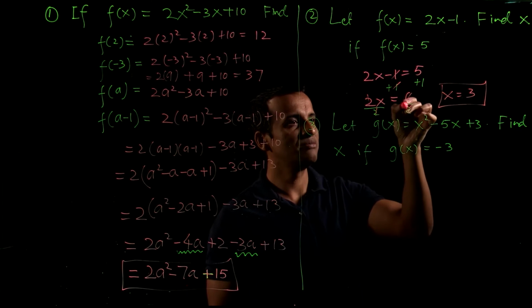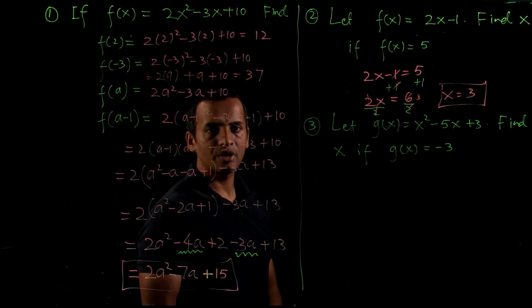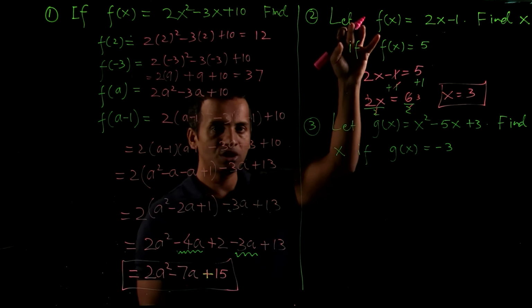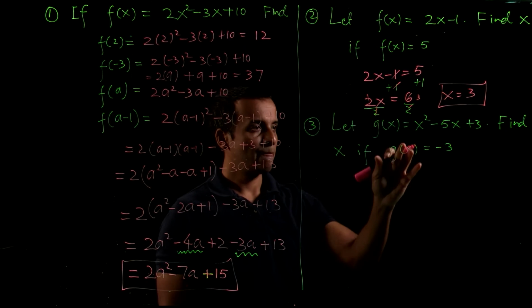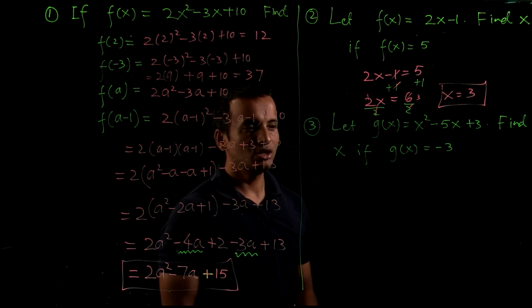Okay, because 2 divided by 6 is basically 3. Let me do the last problem of this type. It is similar to example number 2, but g(x) is given as a quadratic function, correct? So let me do that.